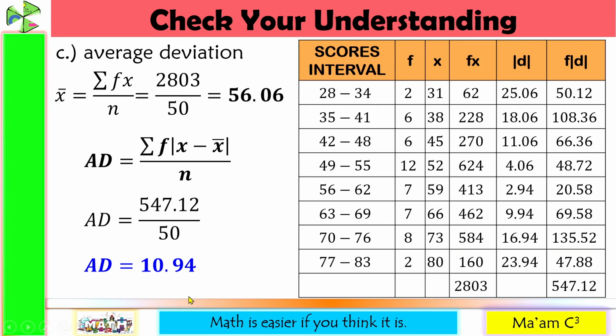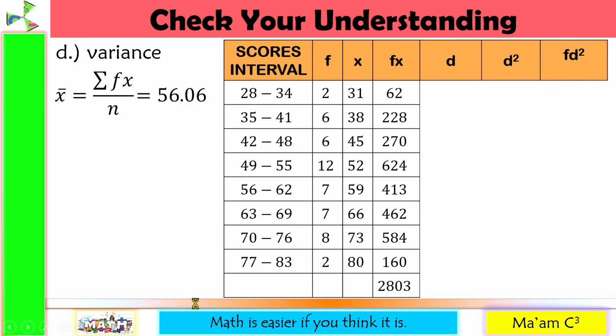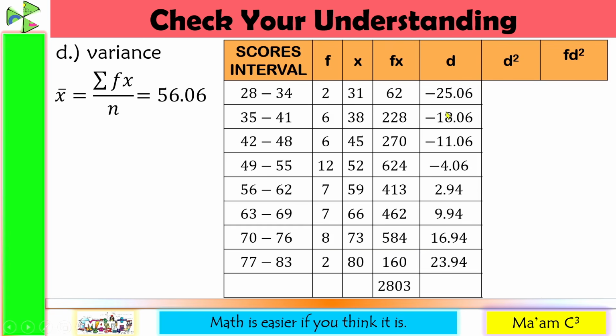Next measure of variability is the variance. For the variance, we need these three additional columns. And since we already computed the mean, to solve for the deviation, that would be 31 minus 56.06, which is negative 25.06. It's okay to have negative answers here because we are not looking for the absolute value, just the answer. So another example, 38 minus 56.06 is negative 18.06. Do that for the rest of the rows.